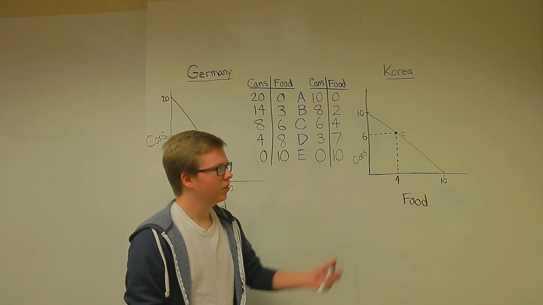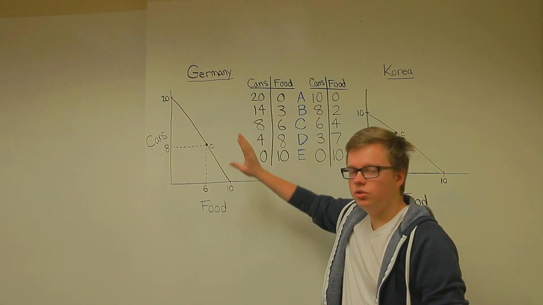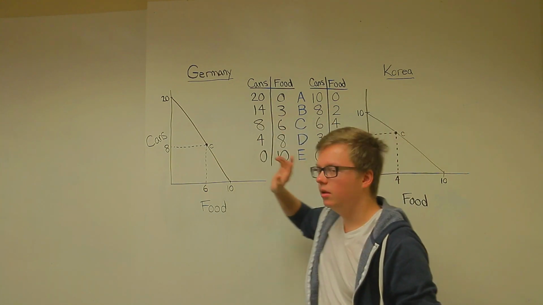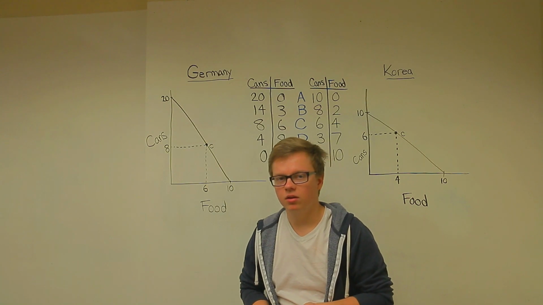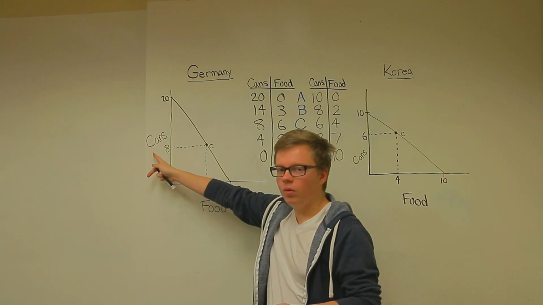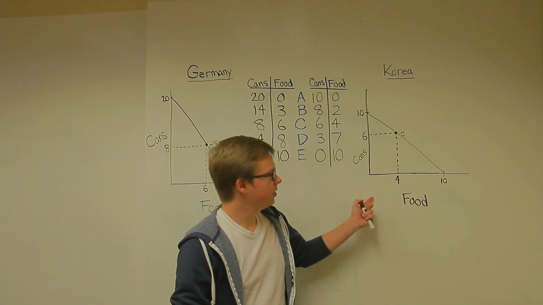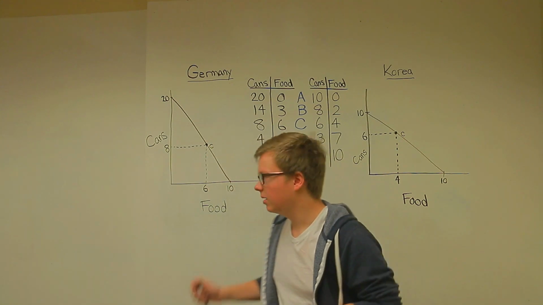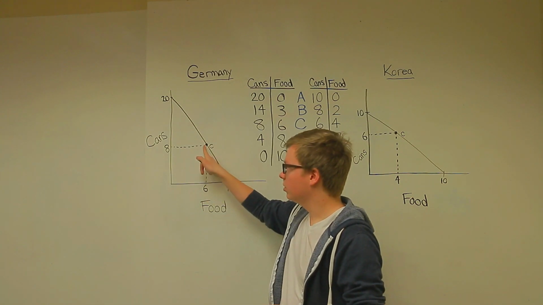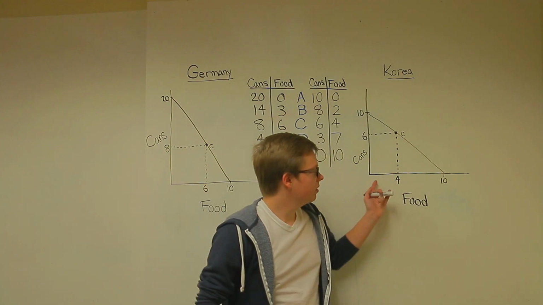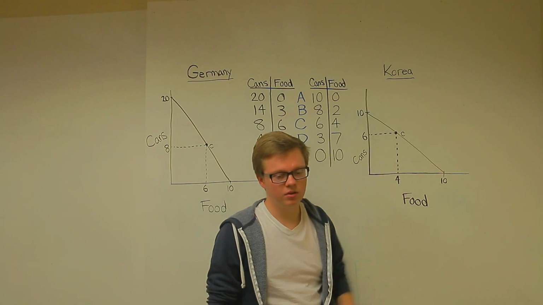So we're going to go through an example problem here, and we have two countries, Germany and Korea, and these graphs that I drew represent their production possibility curve. So it tells you what combination of cans and food Germany can produce, and it tells you the same thing for Korea. For example, if Germany produces 6 units of food, they can produce 8 units of cans. Korea, they can produce 4 units of food and 6 units of cans. And that's just one point along this curve.